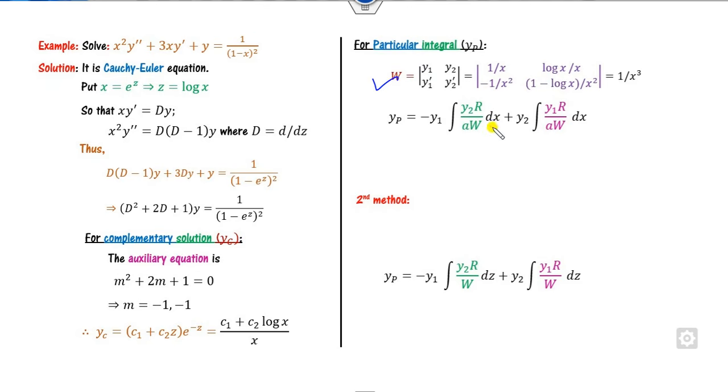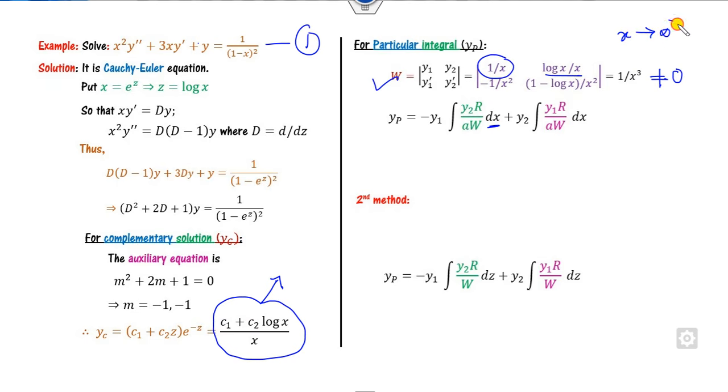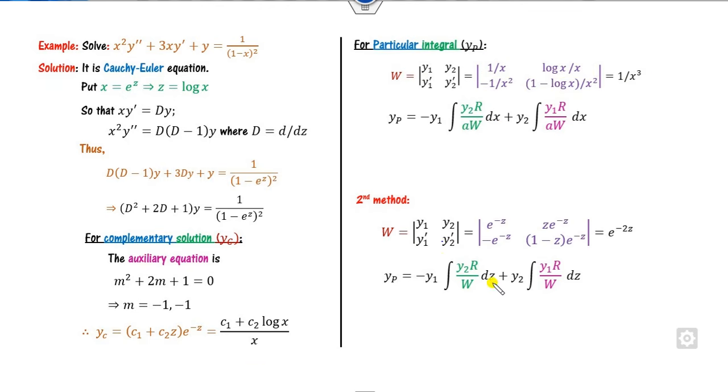So if we are using this firstly in x, that is I am using this equation number 1, I have to find the values of y1 and y2 from here, that is 1 over x and log x by x. So clearly the Wronskian is non-zero. Why? Because it will be 0 only when x is infinity, but when x is infinity, this differential equation is meaningless. Now once the Wronskian is non-zero, for the second case, if you are talking about z, then you have y1 and y2 from here. Again it is non-zero. Now you can substitute here.